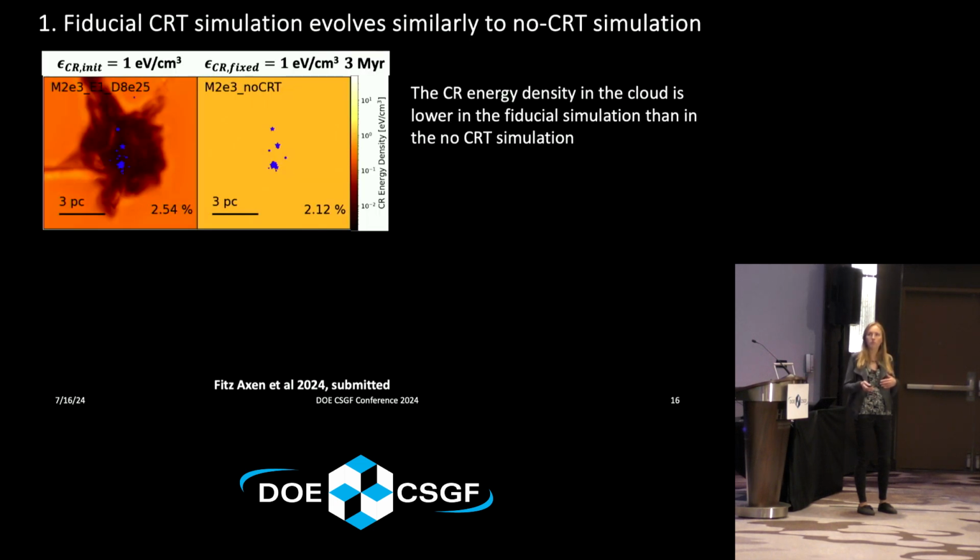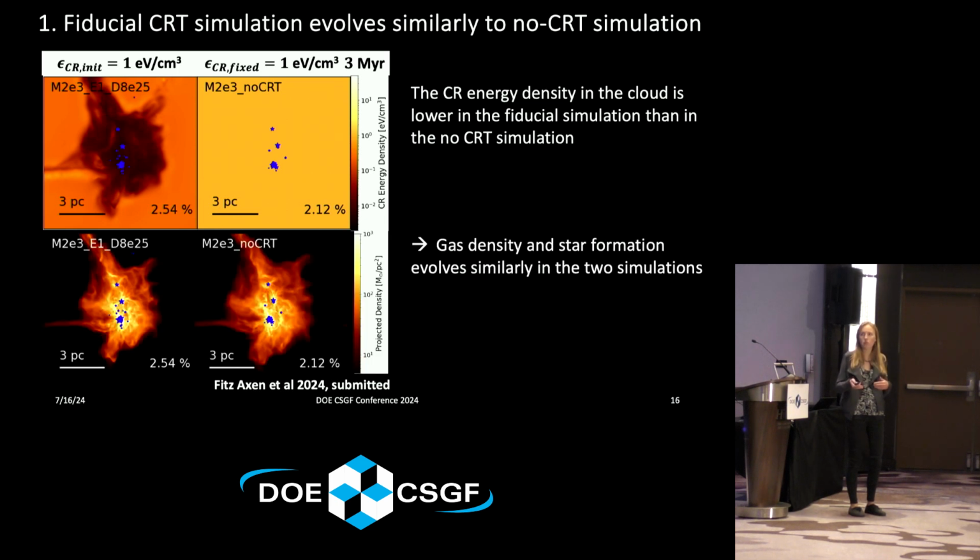And so one of our results was that for our fiducial simulation, where we started with 1 electron volt per centimeter cubed, what we really found is that the cosmic ray energy density in the cloud was on average a lot lower than our simulation where we just fixed it at 1 electron volt per centimeter cubed and didn't evolve the cosmic ray transport. And so because the cosmic ray energy density was so low in the cloud, it actually had a minimal impact on this simulation compared to our no cosmic ray transport simulation.